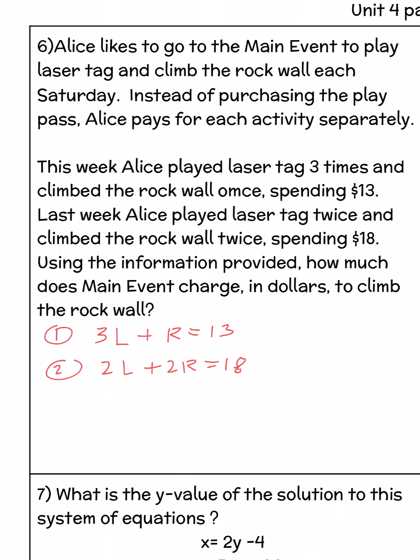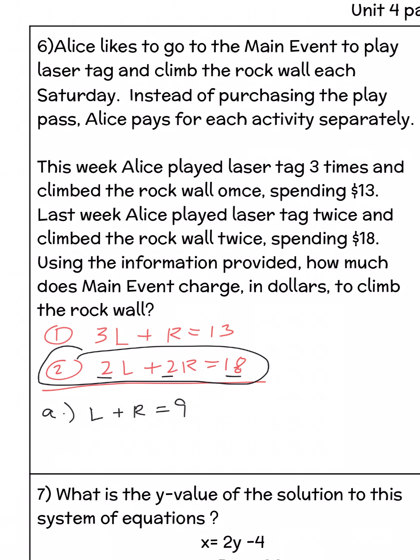So here we'll solve for L, so that way we can end up with R as our remaining variable, so we can solve for it. If I look at equation 2, do you notice that all the coefficients 2, 2, and 18 are divisible by 2? So first, I'm going to see if I can reduce my coefficients and make them smaller. I sure can. So this will be L plus R equals 9, and that is equation 2 now. I divided everything by 2.